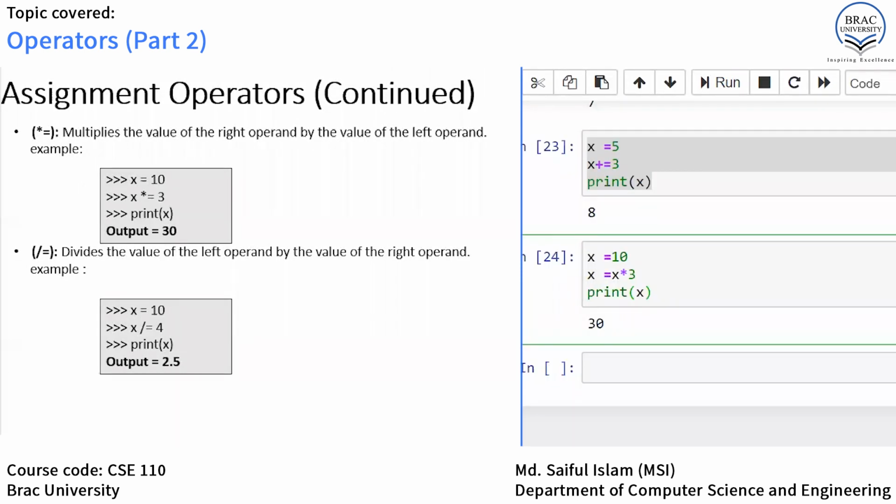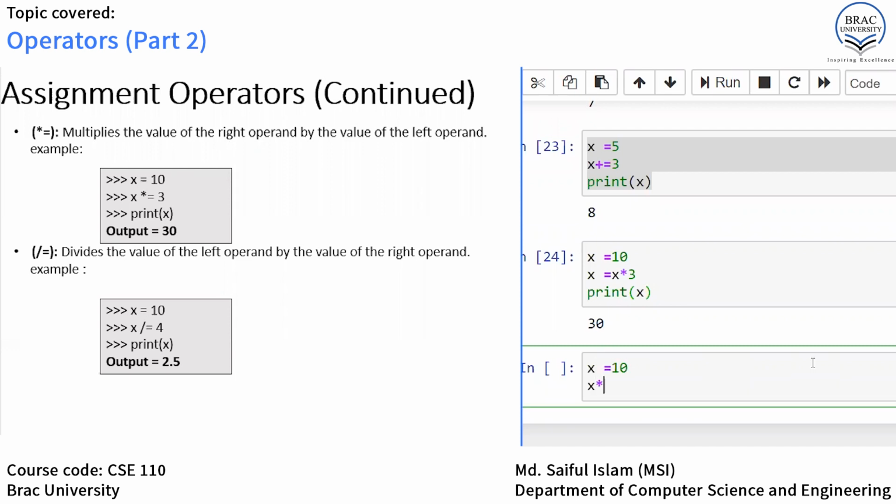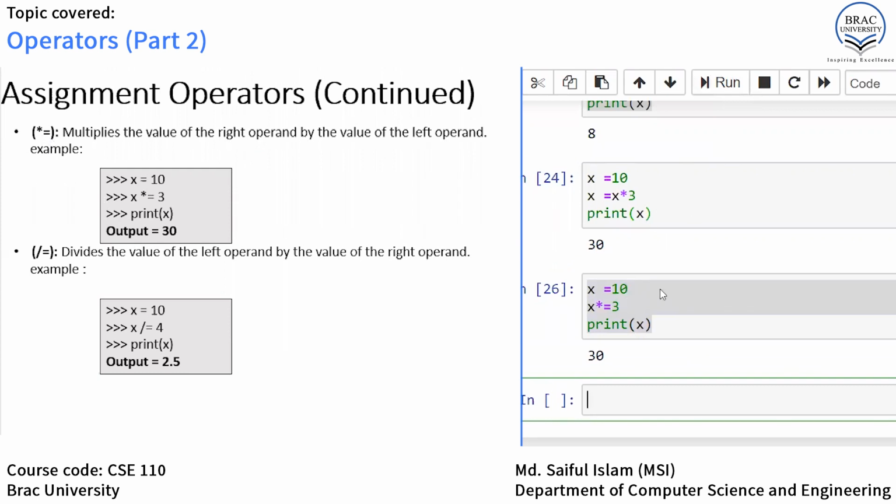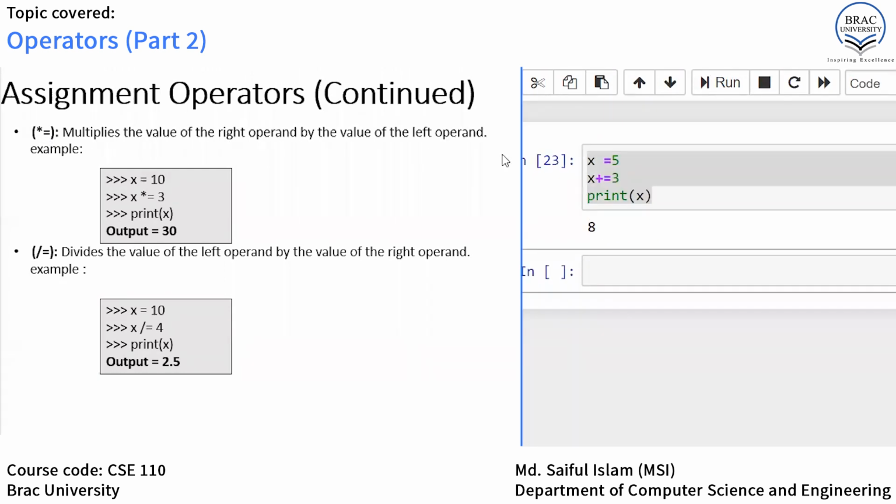Now let's see how it works for the assignment operator. Here x equals 10, x multiply equals 3. Multiply equals is an assignment operator. If we print x and run it, the result is the same as before. Now for divide equals, we will follow the same procedure as before.